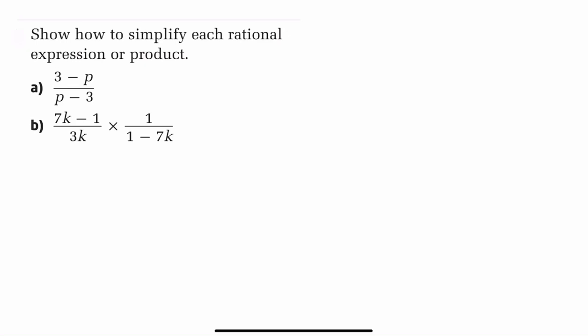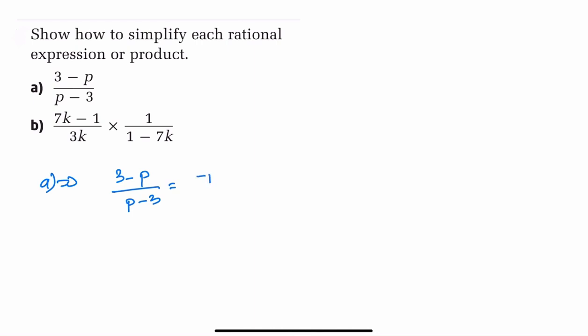Okay, now let's see how we can simplify a rational expression or a product. So first thing we should do for A, we have 3 minus P over P minus 3. I can see here that I have P, 3, P, 3. I just should manipulate one of them, the top one or the bottom one, to be the same thing so we can cross it out.